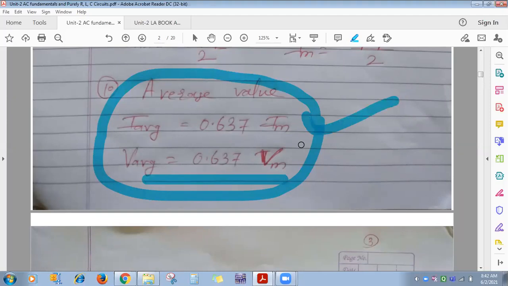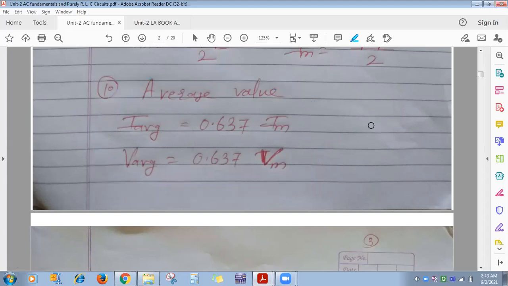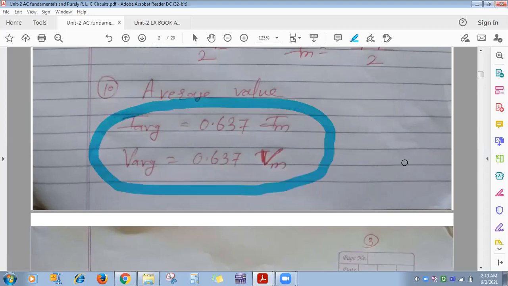Now its derivation is not included in your syllabus. Those who are interested in the derivation can refer to BL Thareja. An analytic method and a graphical method are there for its derivation. As the contents of this unit are already many, the derivation is not included, and anyway derivations will not be asked in the MCQ, isn't it? All the questions are of MCQ type, you have to choose the correct option. So the average value is 0.637 times the peak value. You can find its derivation in BL Thareja.